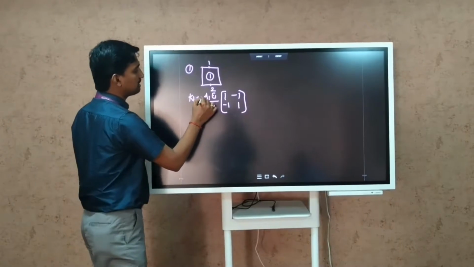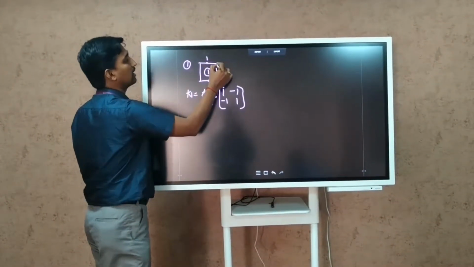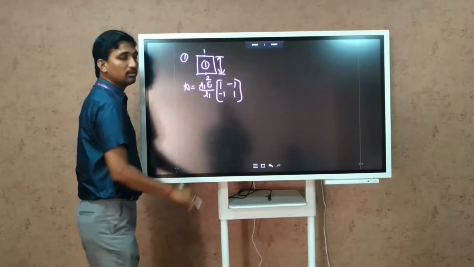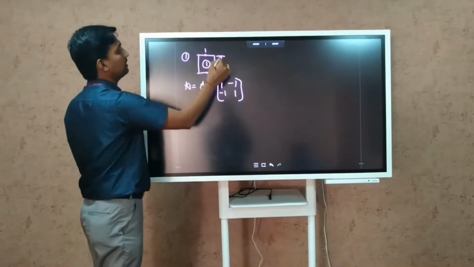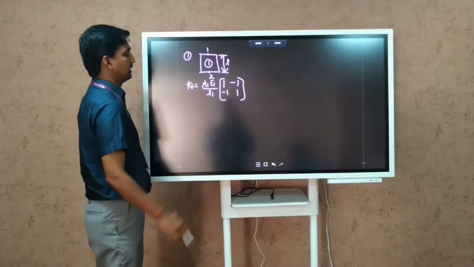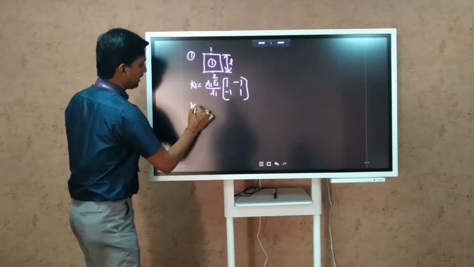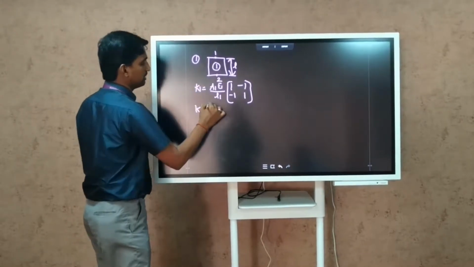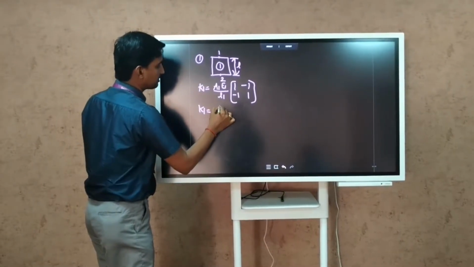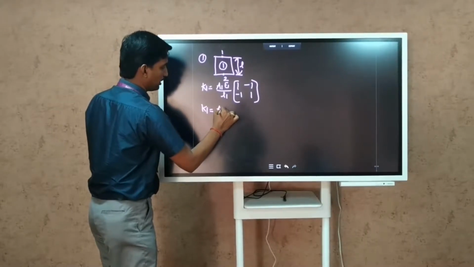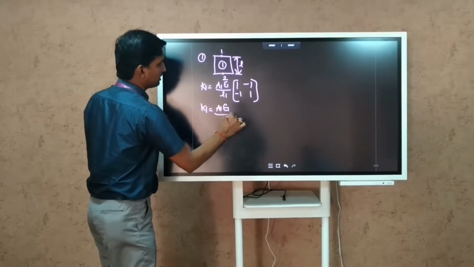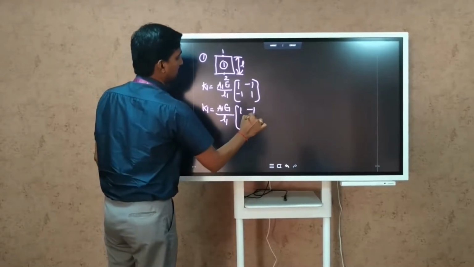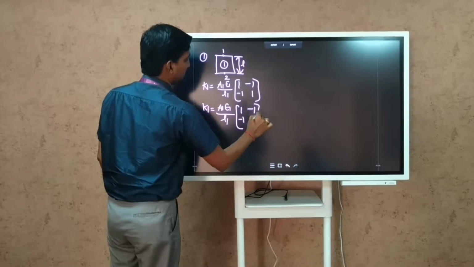Now A1 represents the area of this element, E1 is Young's modulus, and L1 is the total length of this element. Now this is K1. Now I am going to substitute the values of all the elements. Let us assume the area is A1, then E1, and L1. Now this is the matrix of the first element.